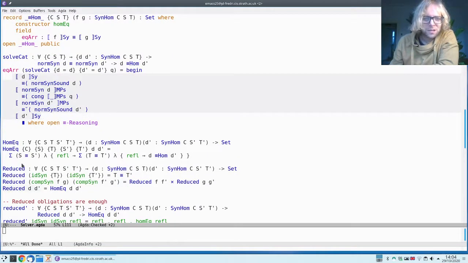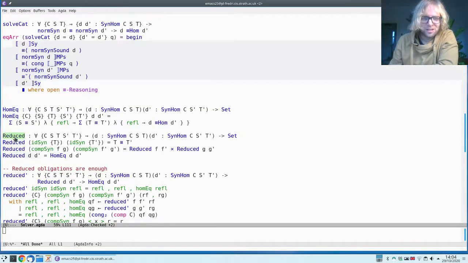There's one other piece that's useful in the solver, just this idea of reducing a complex equation to a bunch of smaller equations. So the point of this is this reduced function. So it says that to prove that two identities are equal, it's enough to show that they are identities on the same type. And to show that two compositions are equal, it's enough to show that the first parts are equal and the second parts are equal.